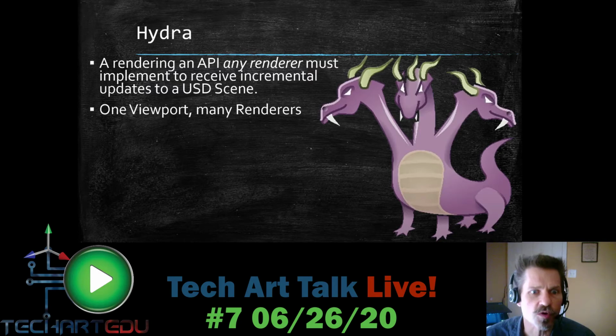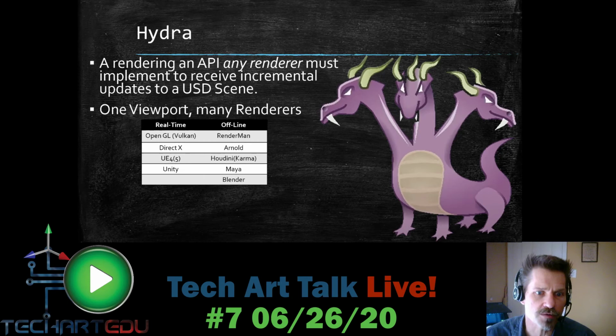And this is really cool. This is totally amazing because with one viewport, you can have many, many renderers. If you wanted to go into the real time, you can have an OpenGL or Vulkan or DirectX display port. You can have a UE4 or a Unity display port. And at the same time, you could also be looking at RenderMan or Arnold or maybe Maya or Blender or Katana. Any of these possible renderers can all be seen at the same time, and they'll all be showing the exact same thing at the exact same time, and they can co-work with each other all at once.